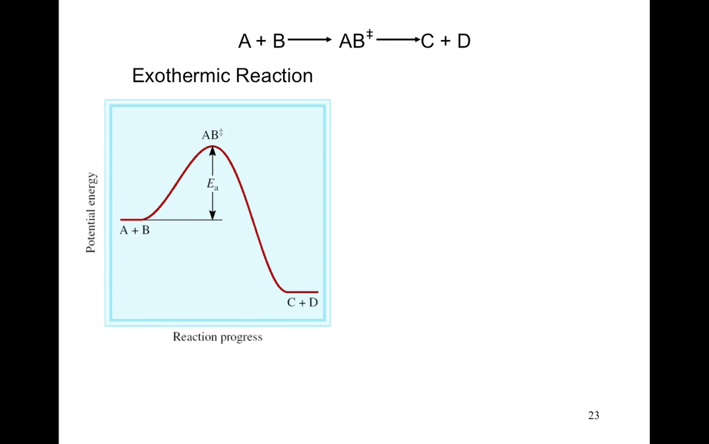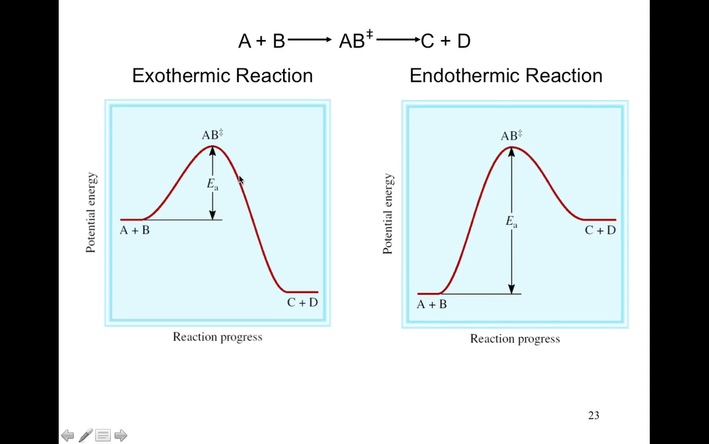So here we're going to look at a reaction where A and B are our reactants, and C and D are our products. For this reaction to go from reactants to products, it has to form this intermediate step where we're no longer A plus B, but we're not yet C plus D. And to get to that intermediate step, we have to get enough energy to make this reaction proceed. We call that activation energy.